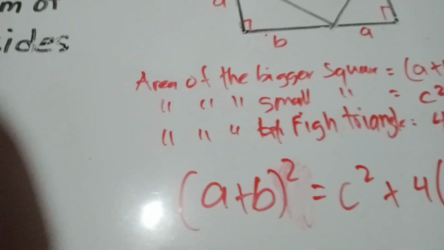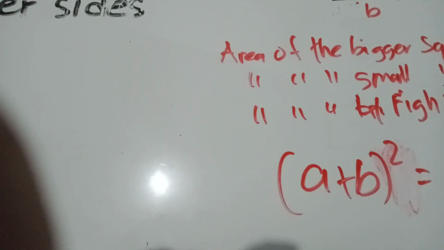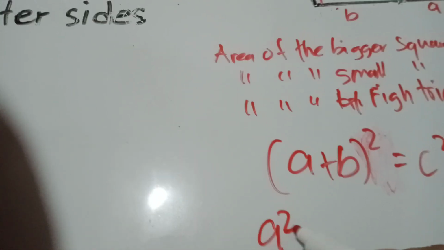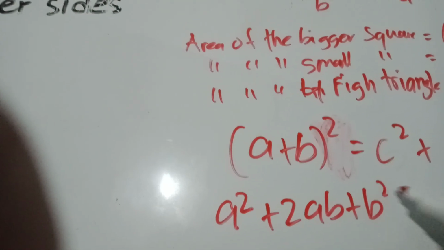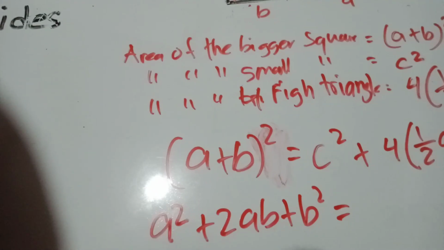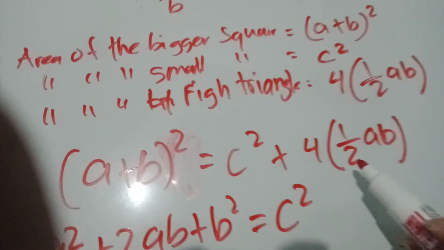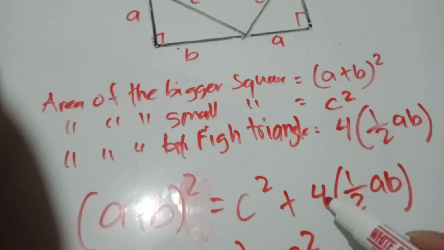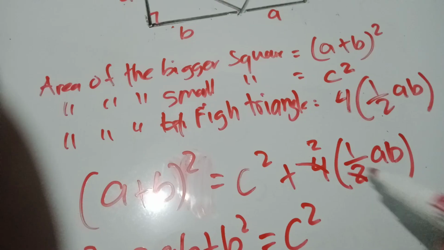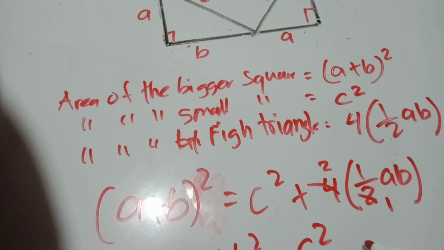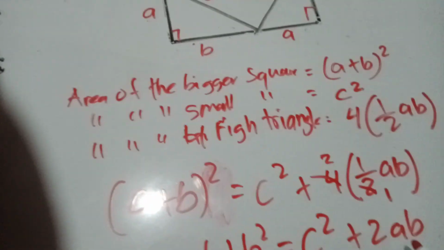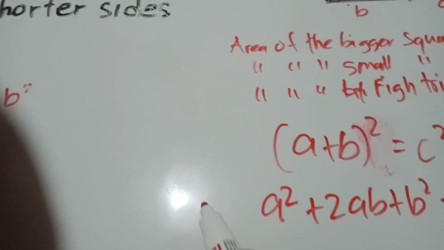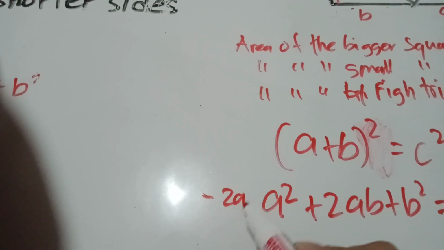Then we can expand this on the left side. We have A plus B squared. We can write it as A squared plus 2AB plus B squared. Then on the right side, we can copy this one, C squared. Then 4 times 1/2 AB, we can cancel it as 2. Then the 2 becomes 1. So 2 times 1 is simply 2AB, because 1 is our denominator, so no need to write 1 as our denominator. Then we can subtract both sides by 2AB.